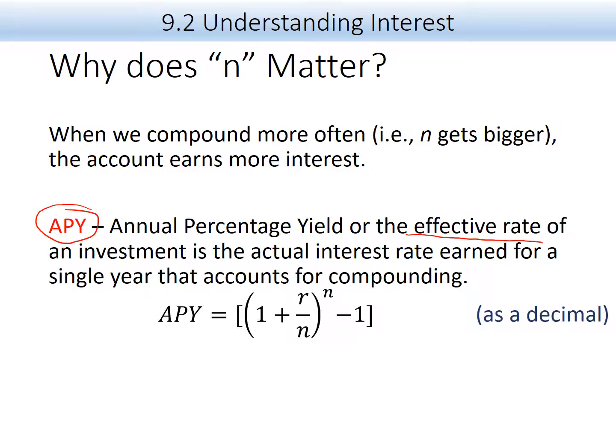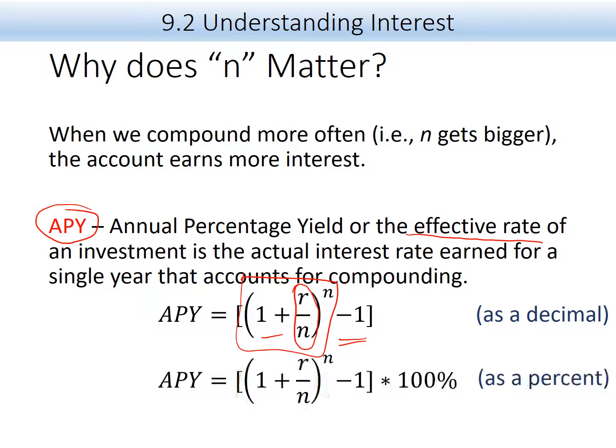And the APY formula is very simple. You just take the interest rate per period, which is R divided by N, add 1 to it, then take that quantity to the nth power, and finally subtract 1. That calculation gives you the answer as a decimal. If you want it as a percent, which you typically do, then you multiply it by 100%, and that changes the answer to a percent.